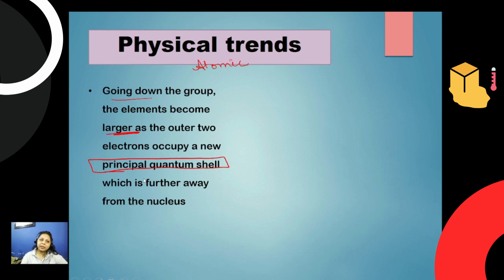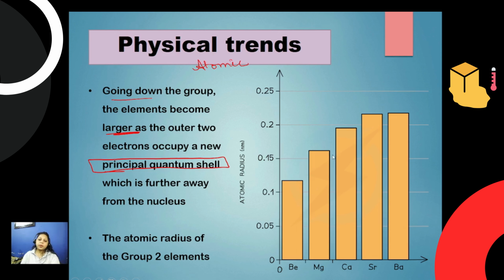So going down the group, the atom becomes larger because there is addition of principal quantum shells. And definitely if the size is becoming bigger, the nucleus has a lesser attraction for the outermost electrons. So the atomic radii of group two elements are like these, in nanometers. Beryllium has almost 0.12, and you can see accordingly there is an increase in the size of these atoms.